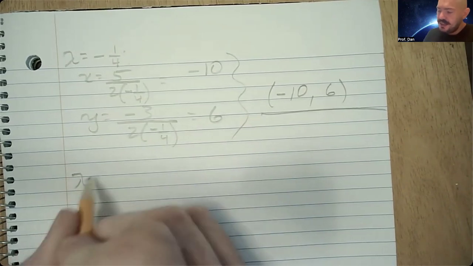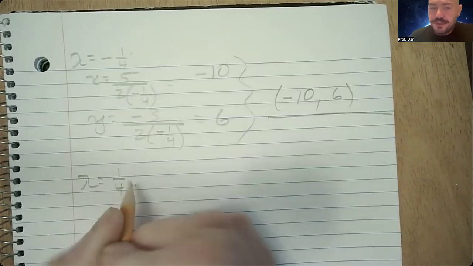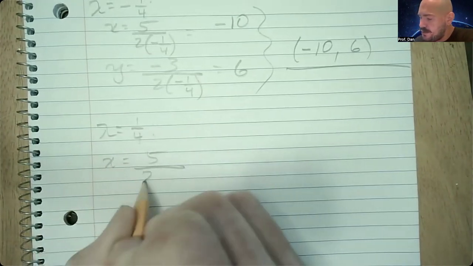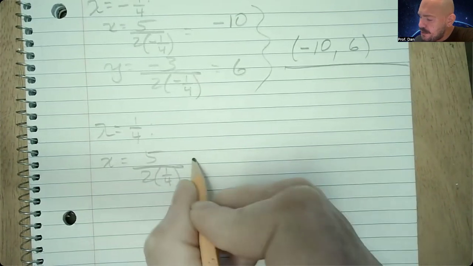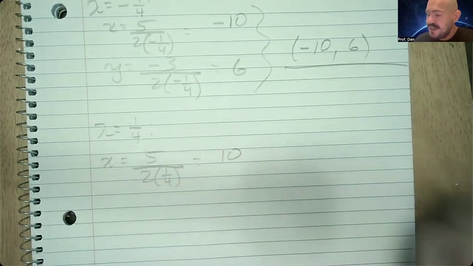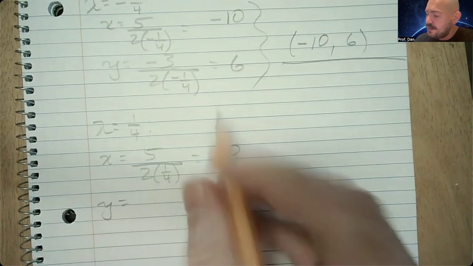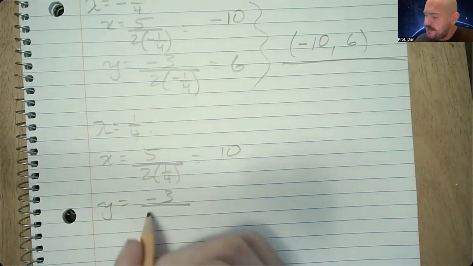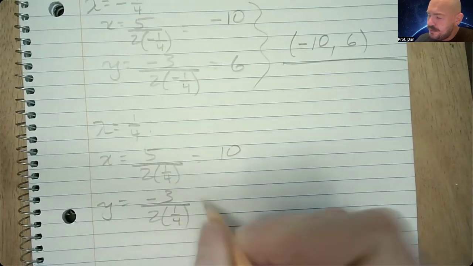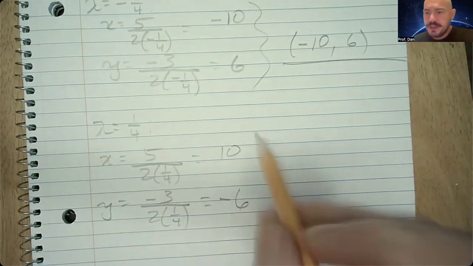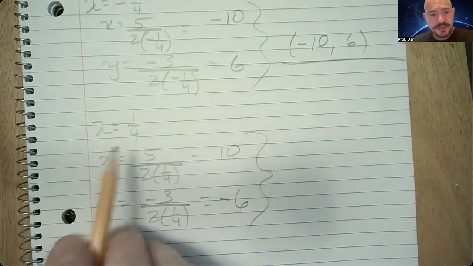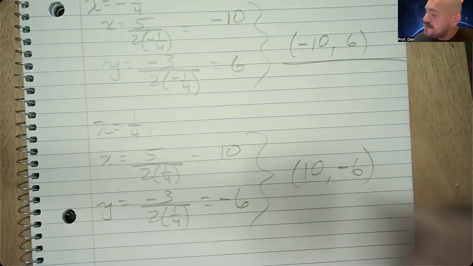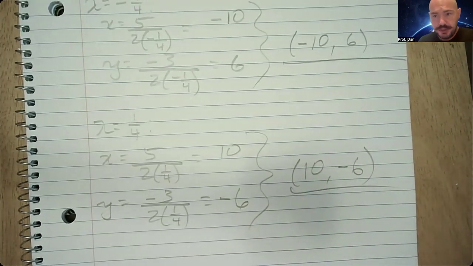To get the other, we're going to take lambda equal to +1/4. When I do that, I get x is equal to 5 over 2 times +1/4. That's going to end up giving me +10. And I get y is equal to -3 over 2 times 1/4, which will end up giving me -6. So collectively, when I use positive 1/4 as my Lagrange multiplier, I get (10, -6) as my input.